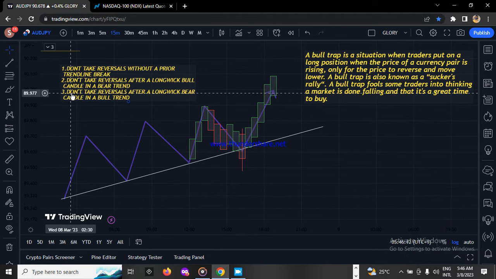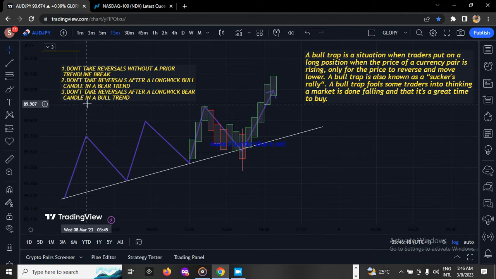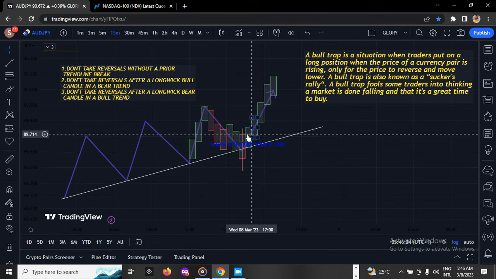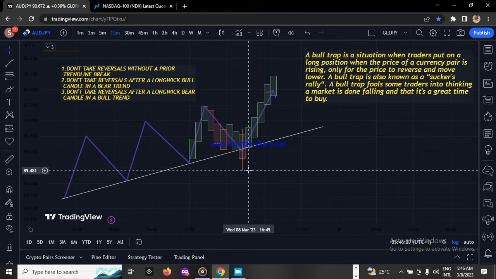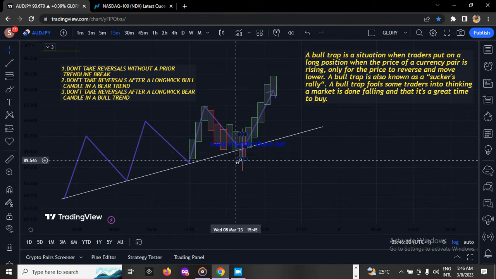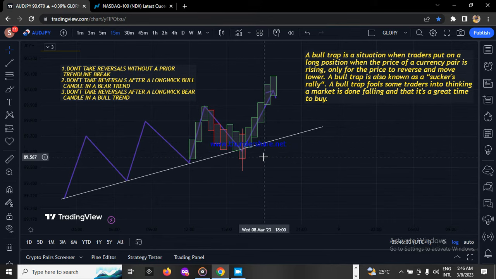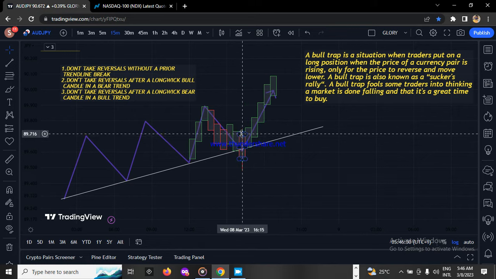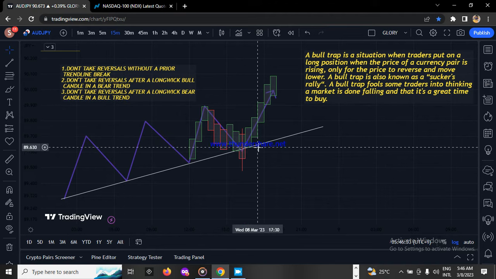Three, don't take reversals after a long wick bear candle in a bull trend. In this scenario, you shouldn't have taken this trade because long wick candles are indecision candles and are manipulative. So before you take any trade after a long wick candle, you need an extra confirmation. So if you had followed these rules, you wouldn't have taken this trade.